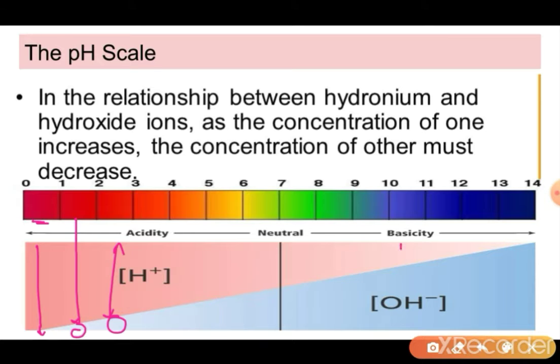And if the solution has more OH minus ion and less H plus ion, then it will be basic in nature. And if it has an equal amount of H plus ion and OH minus ion, that means the solution will be neutral in nature. The neutral solution also contains both H plus and OH minus ions, but these concentrations are equal. That is why the solution is neutral.